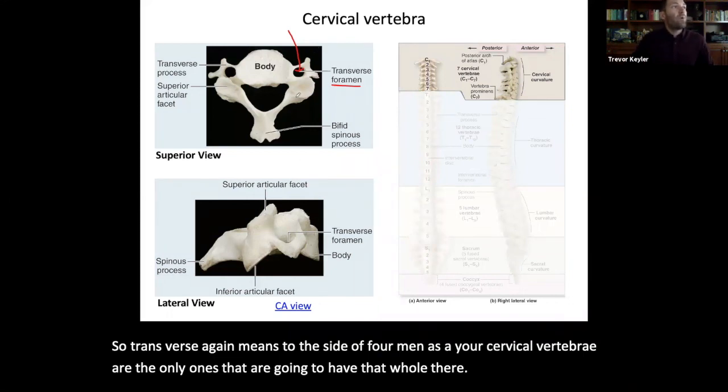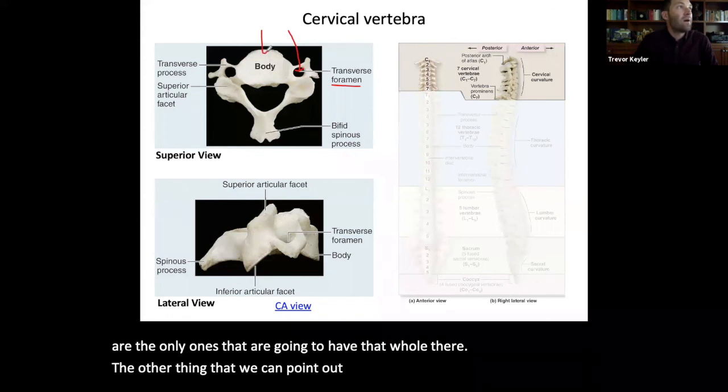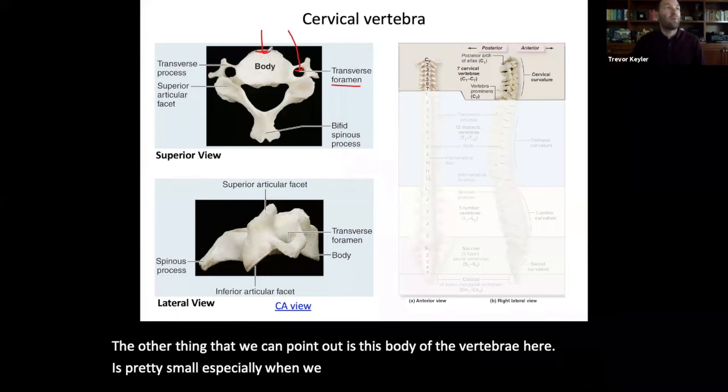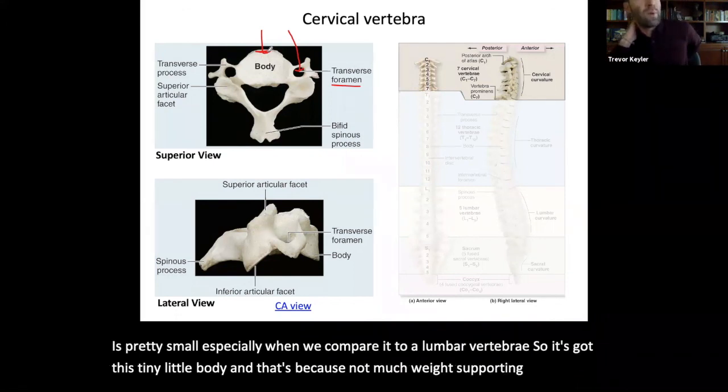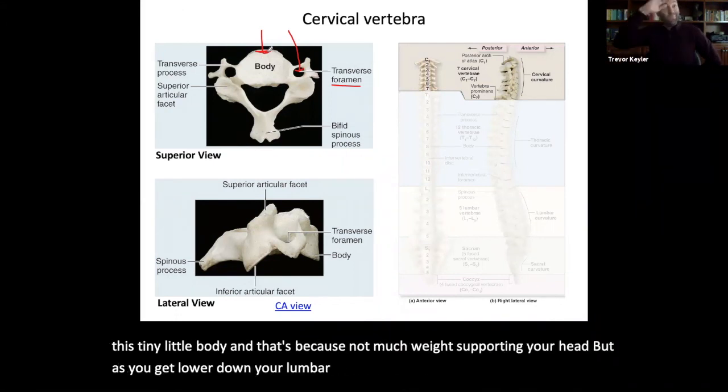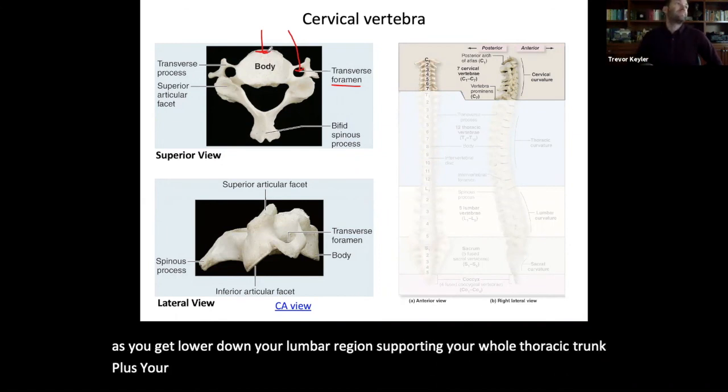The other thing that we can point out is that the body of this vertebra is pretty small, especially when we compare it to a lumbar vertebra. So it's got this tiny little body, and that's because there's not much weight supporting your head, but as you get lower down your lumbar region, you're supporting your whole thoracic trunk plus your head. So we need thicker bodies.